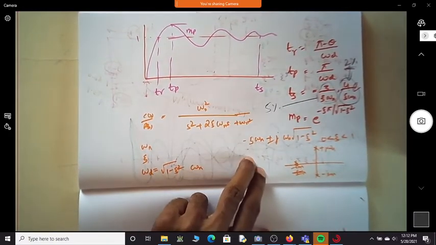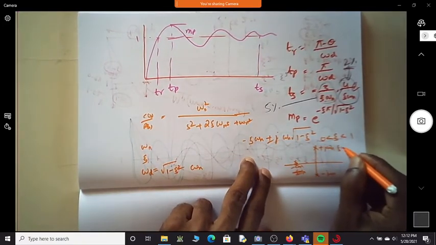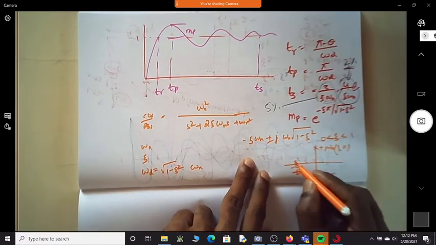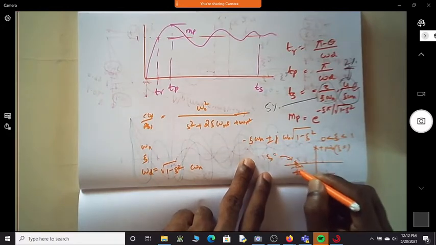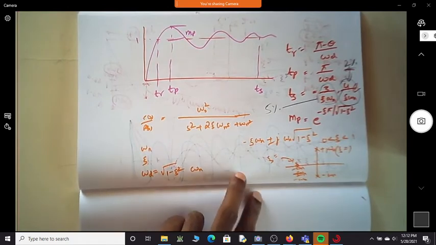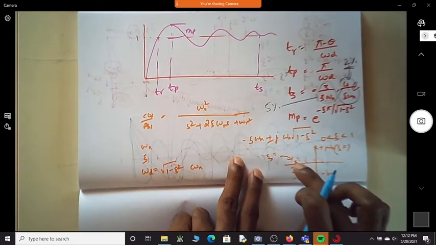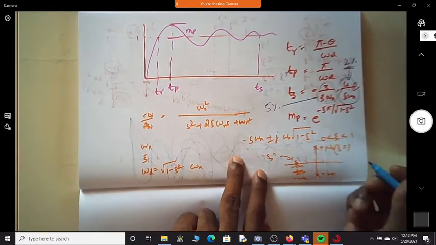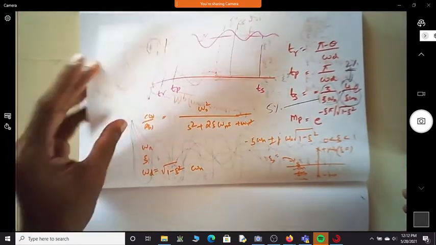Can someone tell me, for what value of zeta the poles will be at plus j omega and minus j omega, and for what value of zeta the poles will be repeating at minus omega n? We know the value of zeta at which the poles will be over here, and at what value of zeta the poles will be repeating at minus omega n. Anybody? We discussed that yesterday.